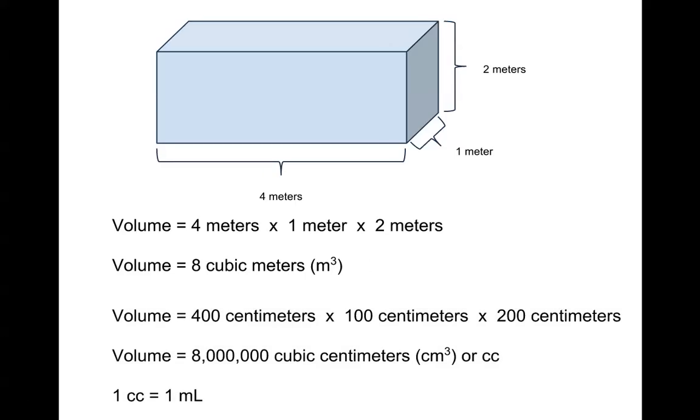Now if we converted those into centimeters, you'd have 400 centimeters, 100 centimeters, and 200 centimeters. So multiplying those together, you get 8 million cubic centimeters, or what a lot of you are familiar with is cc's. In fact, when you watch a doctor show or an emergency show, they might say, oh, we need to have so many cc's of this medication to inject into the patient. 1 cc is equal to 1 milliliter.